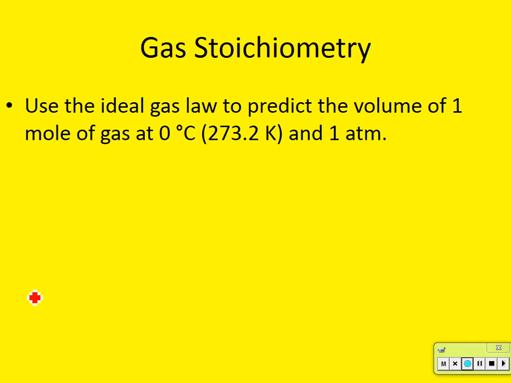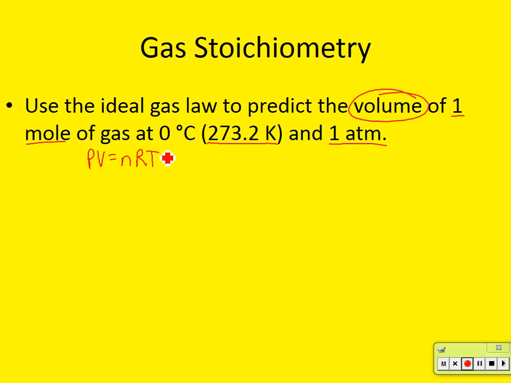Okay, this first problem here, under gas stoichiometry, it says, use the ideal gas law to predict the volume of 1 mole of gas at 0 degrees Celsius and 1 atmosphere of pressure. On these problems, I always like to underline what it is that they give us. They're giving us 1 mole, 273.2 Kelvin, and 1 atmosphere. And it wants us to predict the new volume, or to find the volume of this gas. Okay, so we're using the ideal gas law. Somebody tell me what that equation is. PV equals nRT. Good. PV equals nRT.